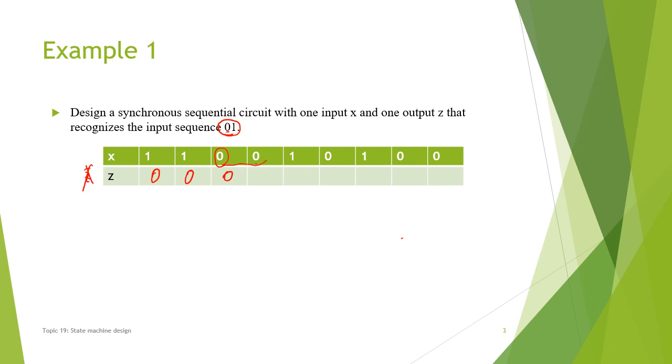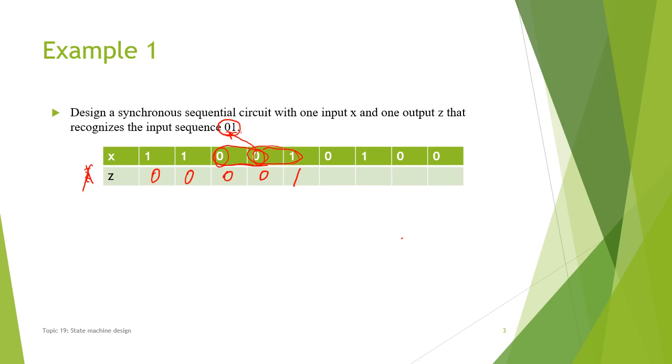So these two consecutive data are not 0, 1. So no active output. But since this bit is also 0, which matches the first bit of the pattern we want to detect, we need to keep the system alert and check the next bit. And it's 1 here. So we got a 0, 1, which means at this moment we should output 1.